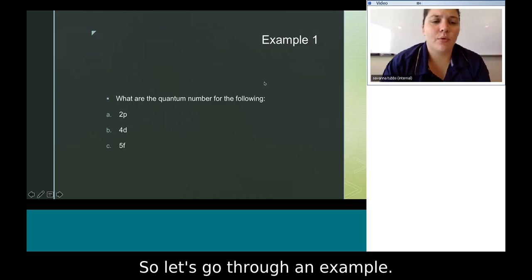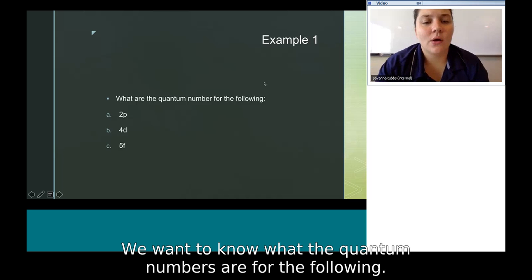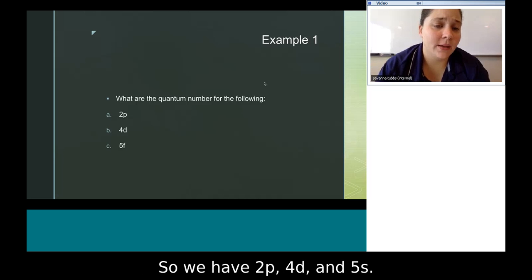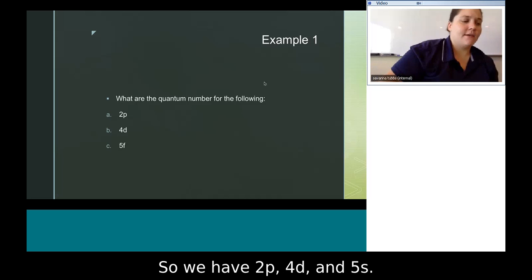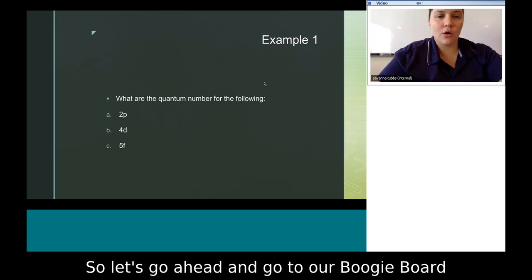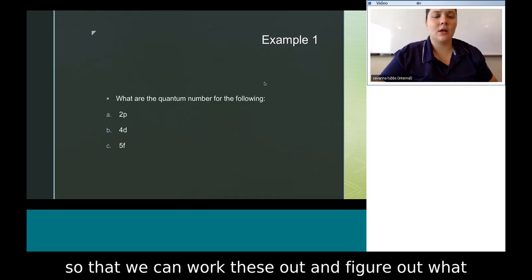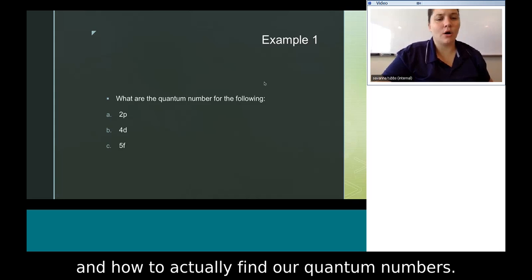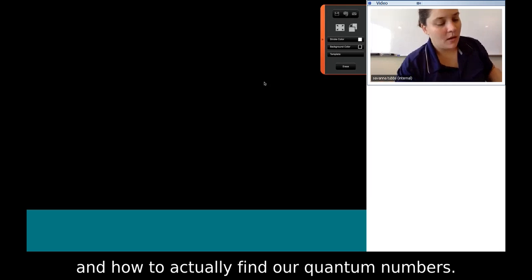So let's go through an example. We want to know what the quantum numbers are for the following. So we have 2p, 4d, and 5s. So let's go ahead and go to our boogie board so that we can work these out and figure out what and how to actually find our quantum numbers.